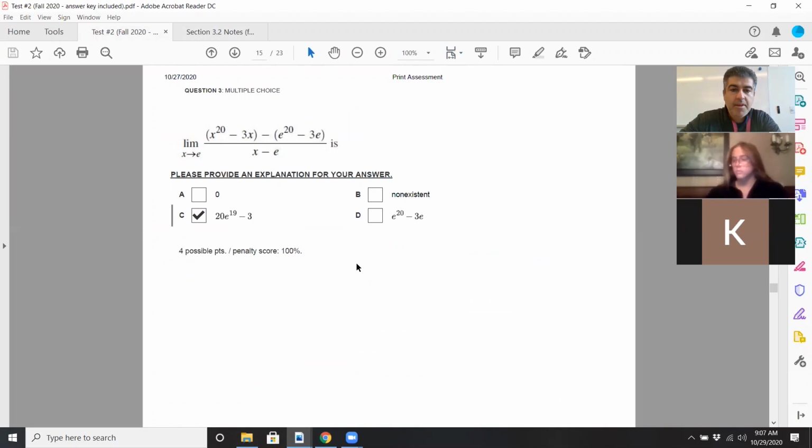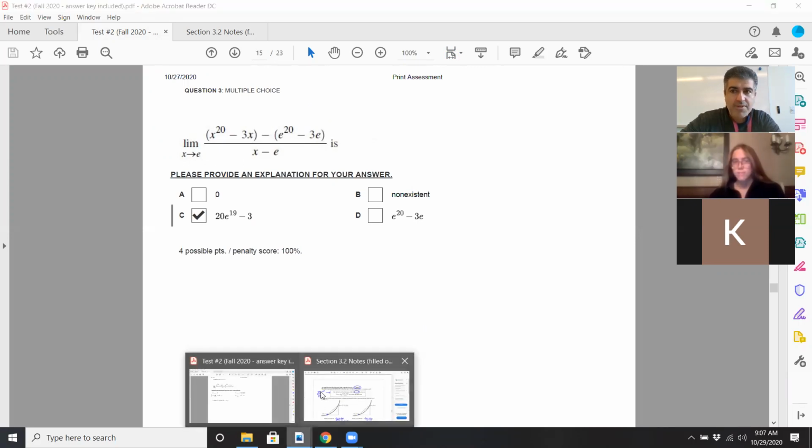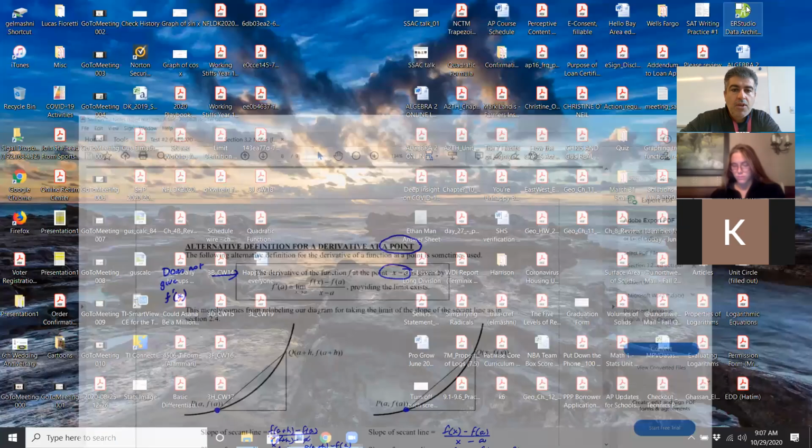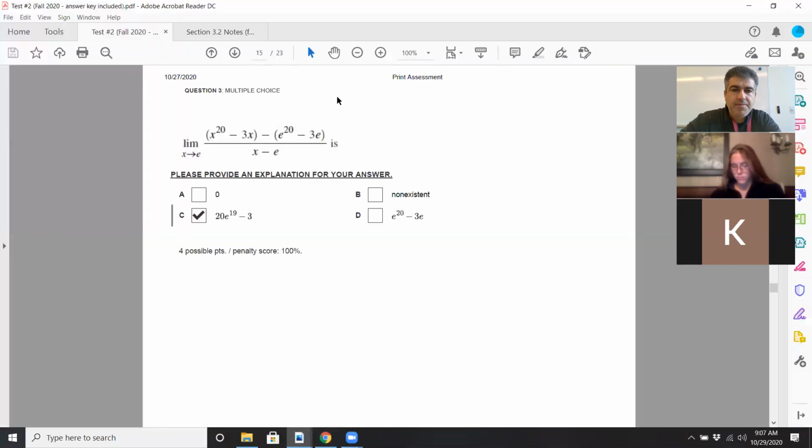So it's kind of a versatile exam, serving multiple purposes. So you have to realize, okay, that's x^20 minus 3x, that's e^20 minus 3, x minus e, x approaching e. That looks awfully close. Actually, it looks just like this right here, f of x minus f of a over x minus a, x approaching a. You can kind of think of all this right here as f of x, and all this as f of a, and e is a. So now you know it's just a derivative, right?